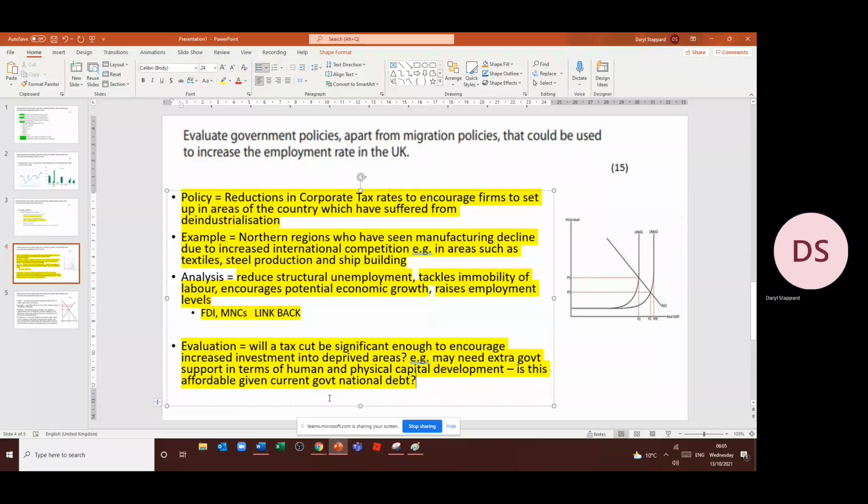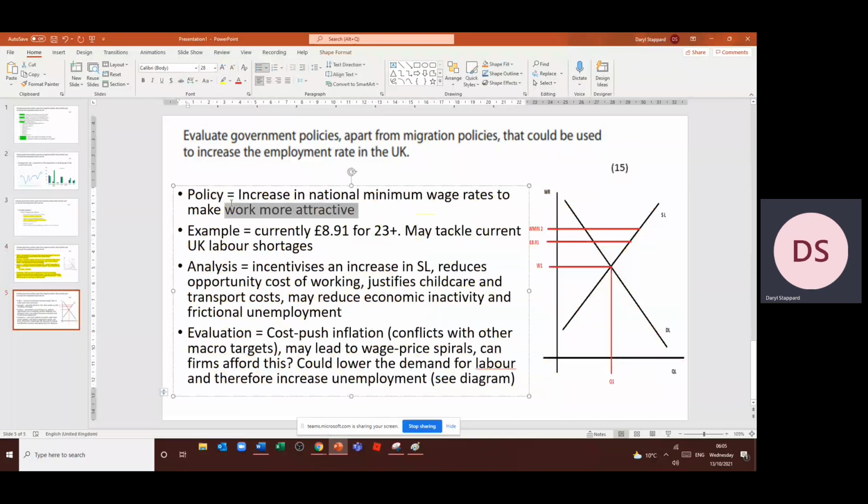Now, the second point that I'm going for is a very controversial one, especially at the moment, given that inflation is already quite high in this economy. So my second policy would be to increase the national minimum wage. This would hopefully make work more attractive.